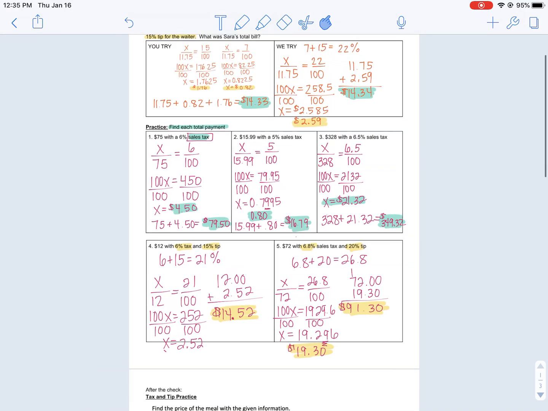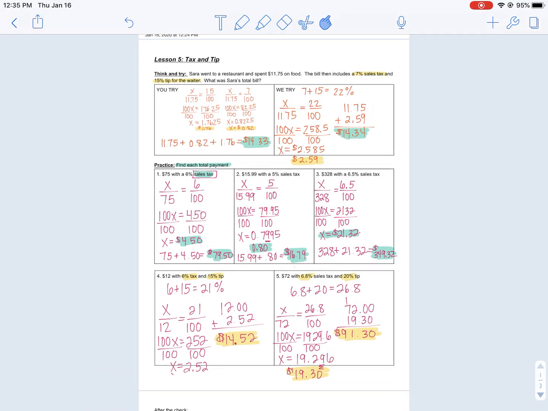All right, so since we have short class today, we're going to leave it at that with tax and tip. Now you need to go do your check.